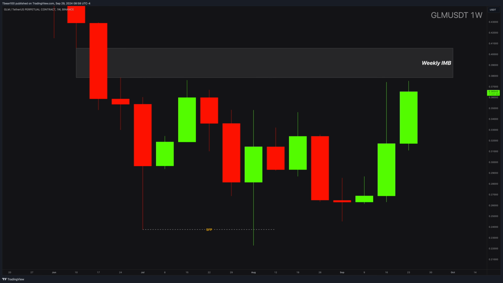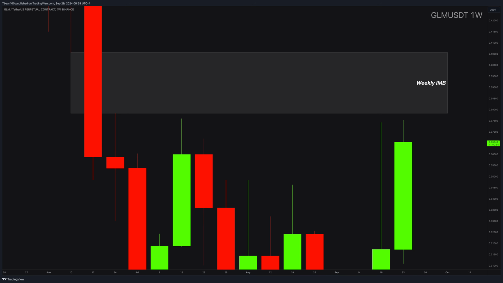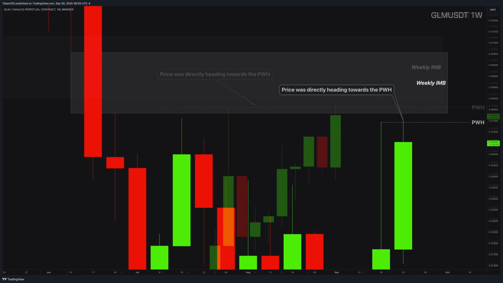at the top. These two are great signs for buyers, but as a day trader, we are more concerned with much closer price action. What I have noticed, this coin was very close to its previous weekly high. The asset was directly heading towards here. This was boosting my bullish bias on this coin.